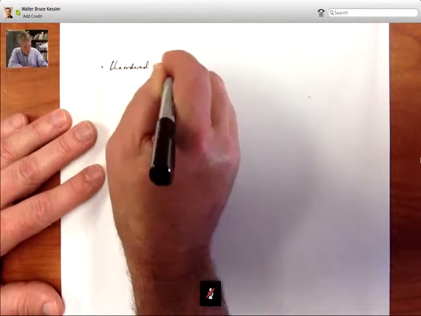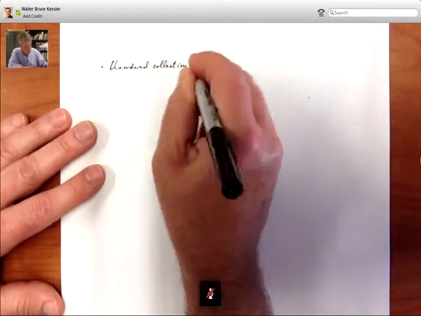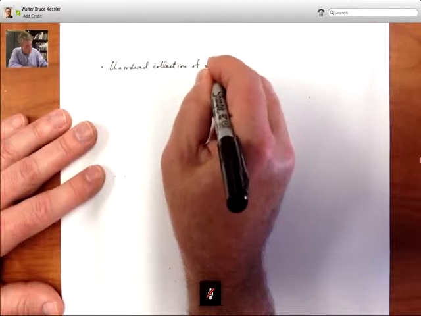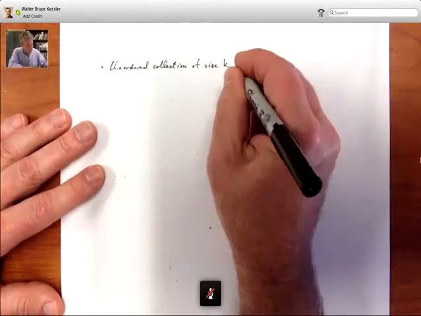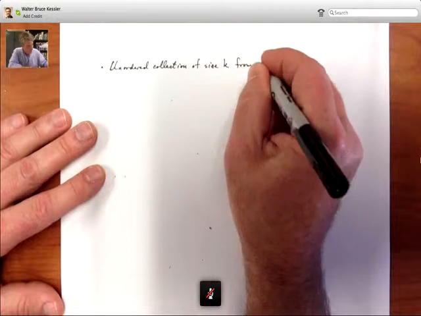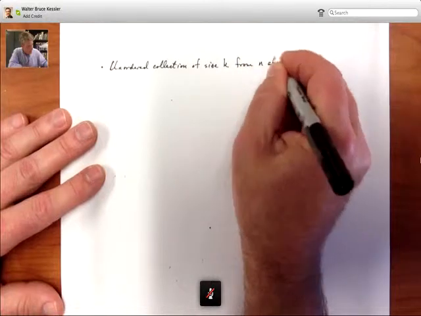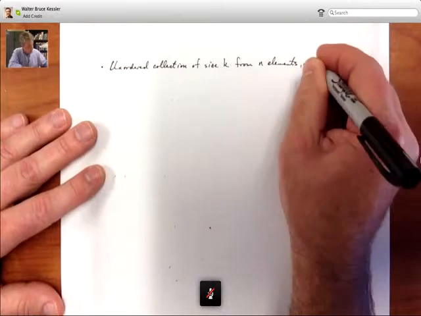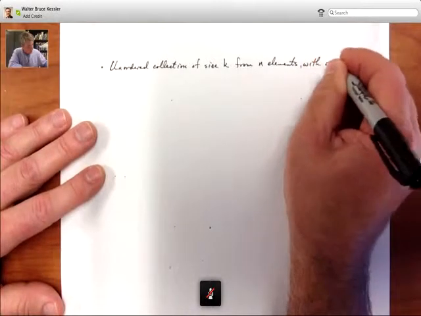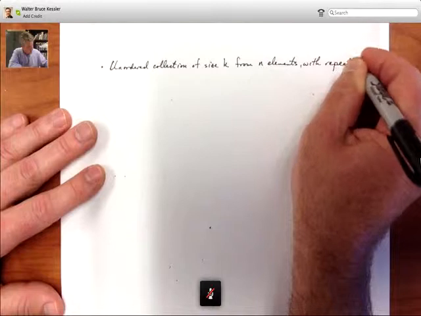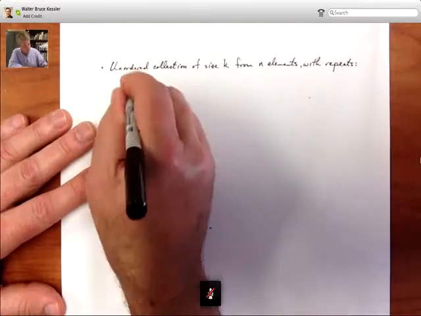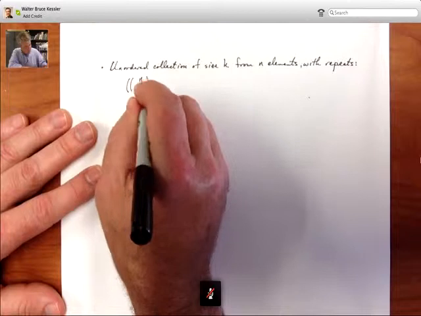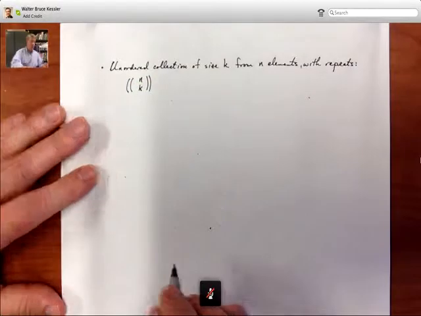Unordered collection of size k from n elements with repeats. And this is the n, and we say multi-choose n.